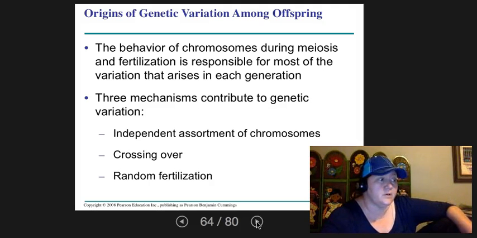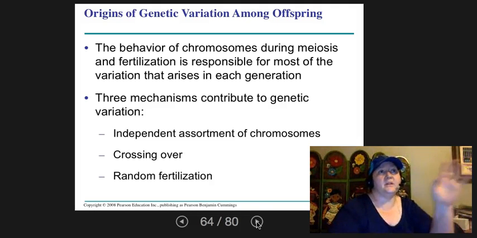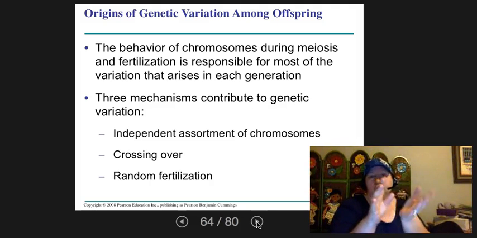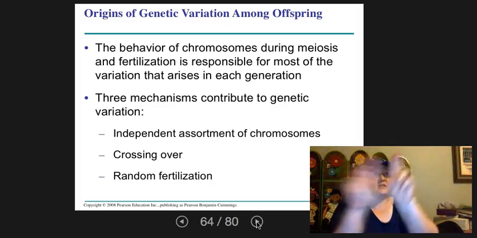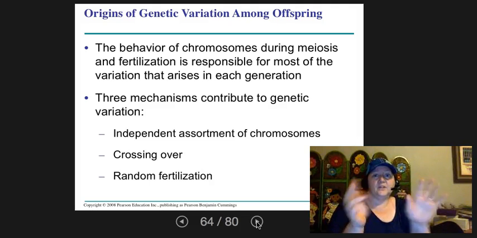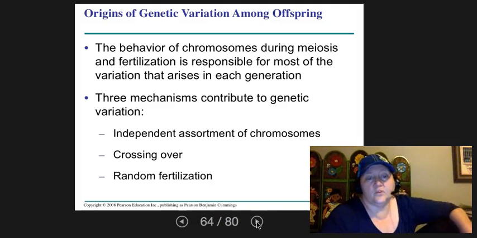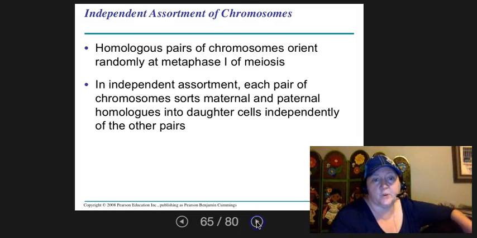Okay? So independent assortment of chromosomes. When we're forming those gametes, we had that homologous pair and we have dad and mom. Well, nothing says that dads always line up on the left and moms always line up on the right. This isn't grade school, boys in one line, girls in the other. It doesn't work like that. They just come up there randomly, and however they do, they do. And remember, now I'm going to swap different DNA between these non-sister chromatids. That's the crossing over. And then random fertilization: which egg is going to meet which sperm?